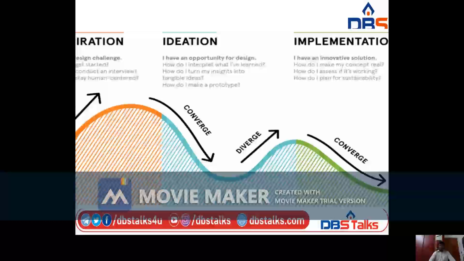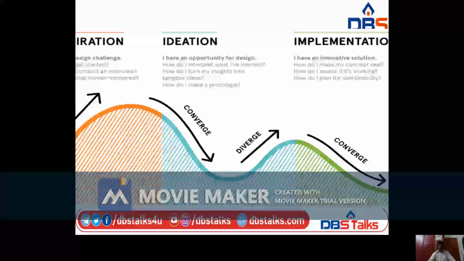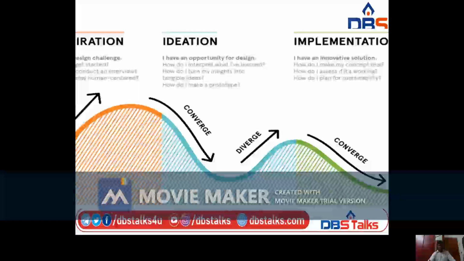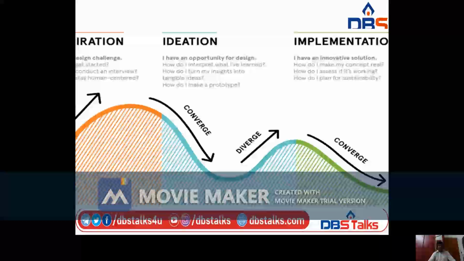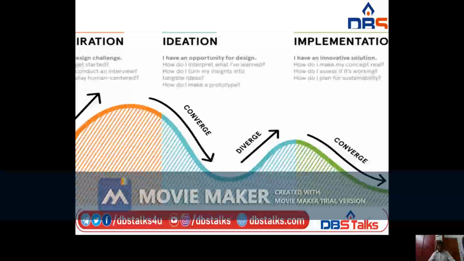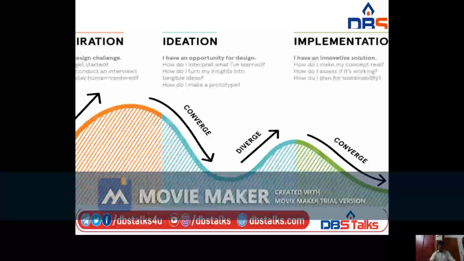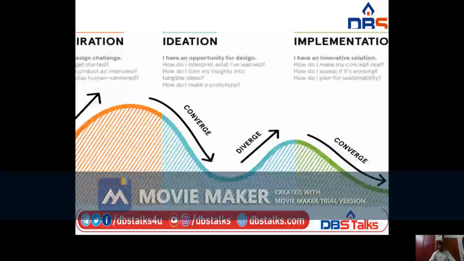Now, there is ideation, there is implementation, and based on all these things we are performing. Here there is some divergence, and then convergence. By using inspiration, ideation, and implementation, we are performing the principles which occur in these three different types of things.